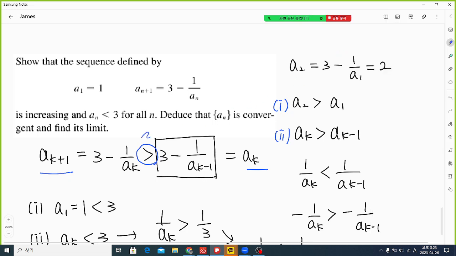So now we know the sequence is increasing and it's less than 3. This means the sequence is bounded above, and because it's increasing and it starts from 1, the sequence is always between 1 and 3. We say a sequence is bounded if it has both bounded above and bounded below. And when it's always increasing, we say that the sequence is monotonic. So when the sequence is monotonic and bounded, the sequence is convergent.